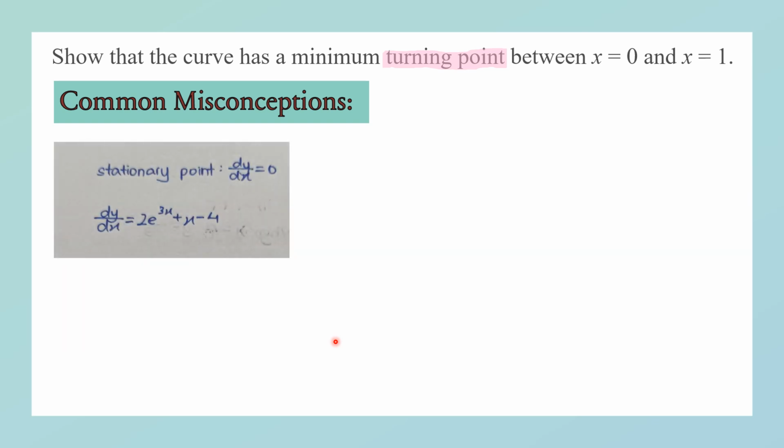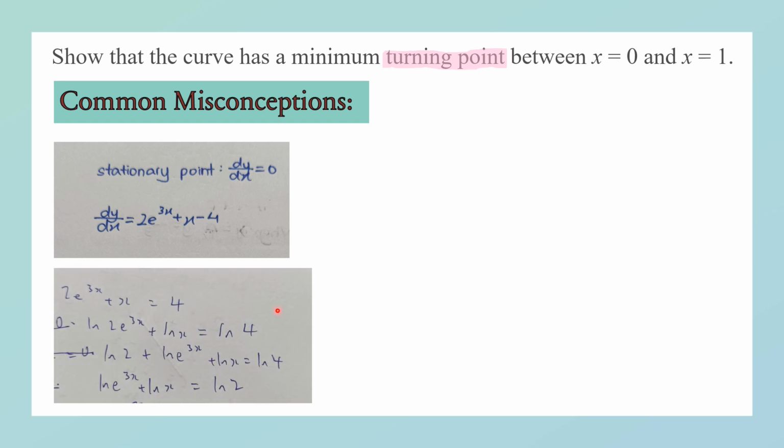So this often leads students to equate dy dx equals 0, because this is the condition for a stationary point. And then often, when they try to solve the equation, they realize that it gets them nowhere. The second misconception is having this word: show that it is a minimum point. We also learned that if you want to determine that the curve has a minimum point, one of the common strategies that students use is the second derivative test.